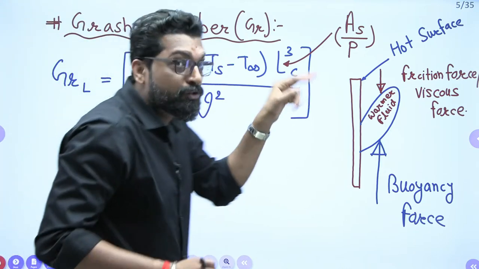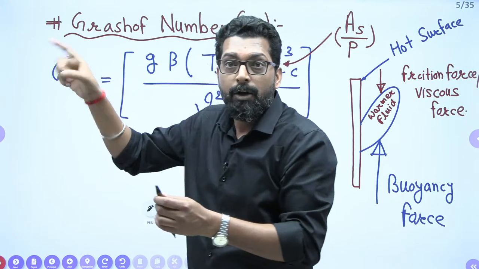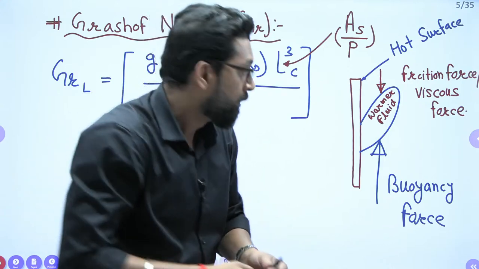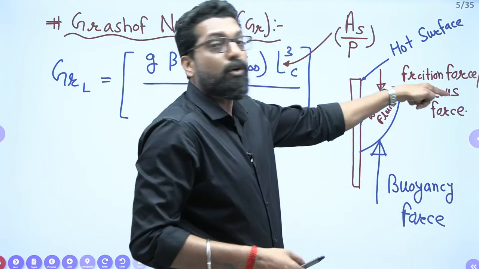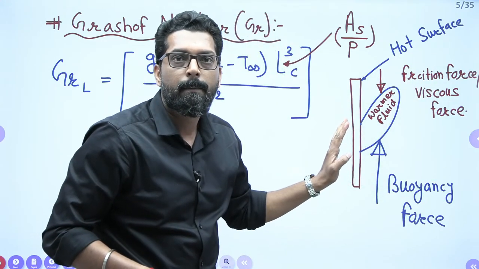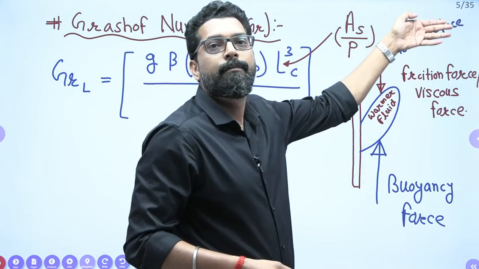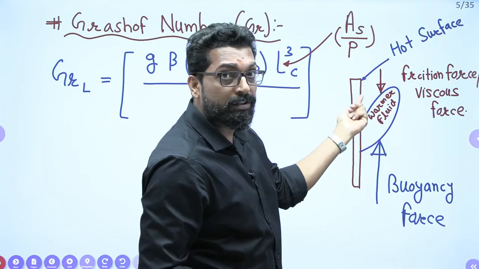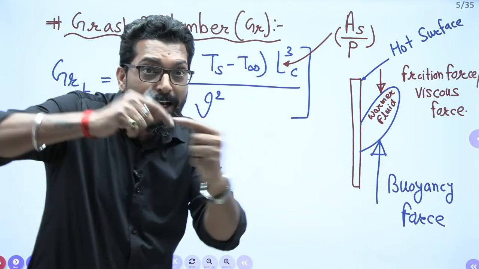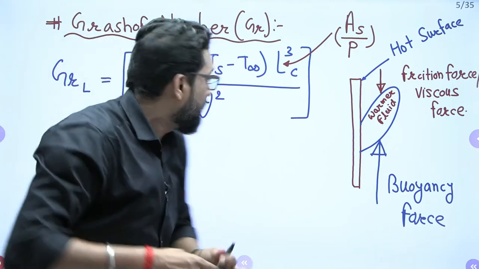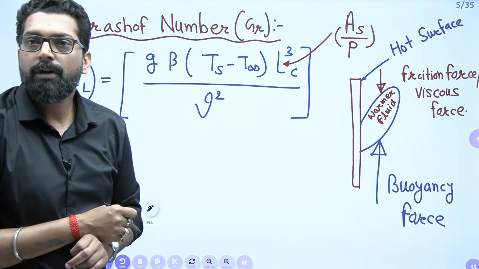That means Grashof's number is a parameter to identify whether the buoyancy force is dominating over the viscous force or not. If the buoyancy force is dominating over the viscous force, fluid will detach. If the viscous force is dominating over buoyancy force, fluid will attach. So the measurement of these two relative parameters is given by Grashof's number.